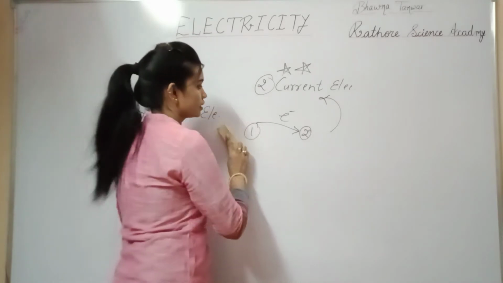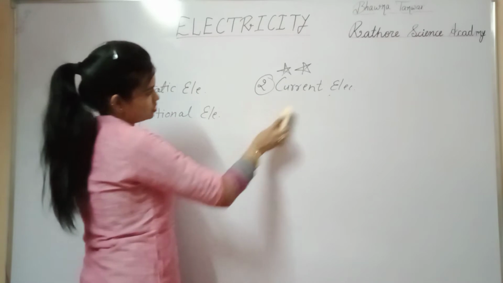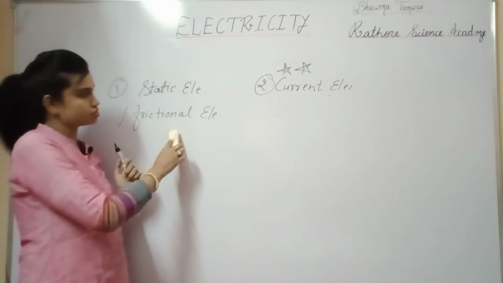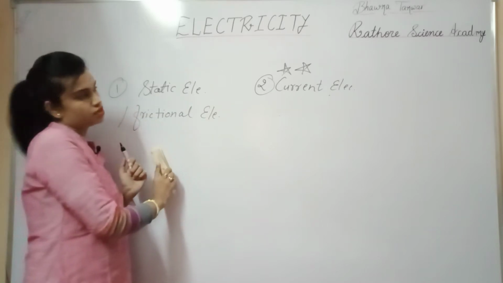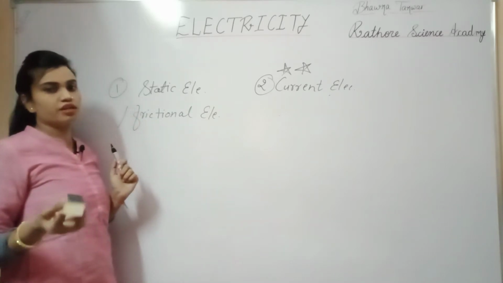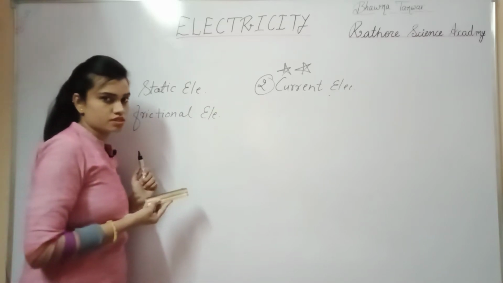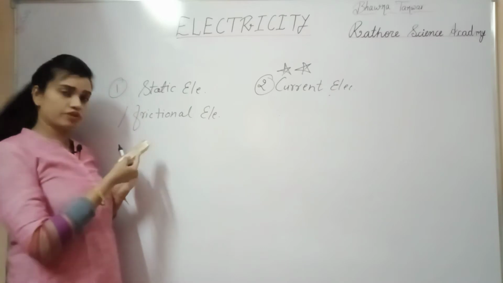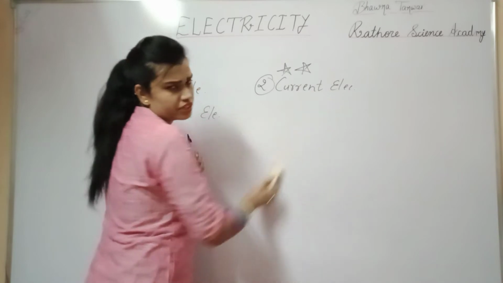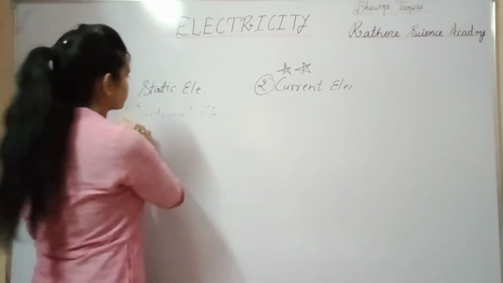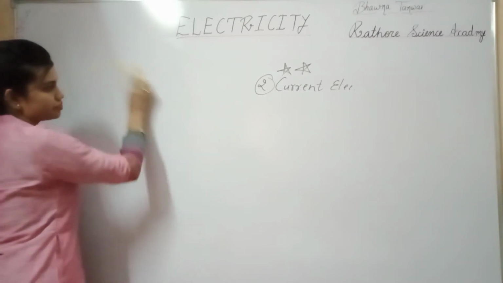So let us discuss current electricity in detail. Okay, now you will say this is important, why do we discuss this? Yes, we have discussed static electricity because sometimes examples are given and you have to identify which type of electricity it is, whether it is current or whether it is static or frictional electricity, or it may be asked in a definition. So that's why. Now we will discuss current electricity in detail.